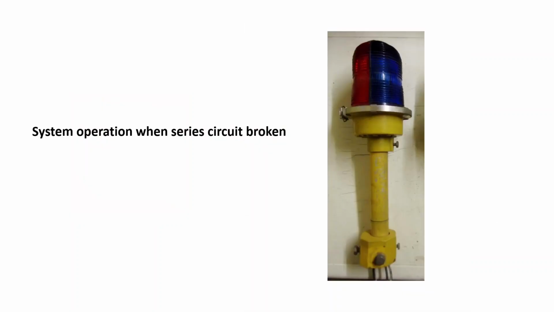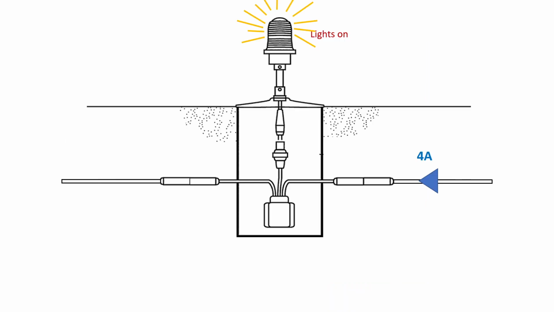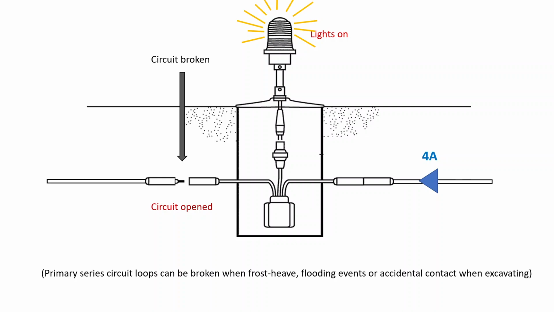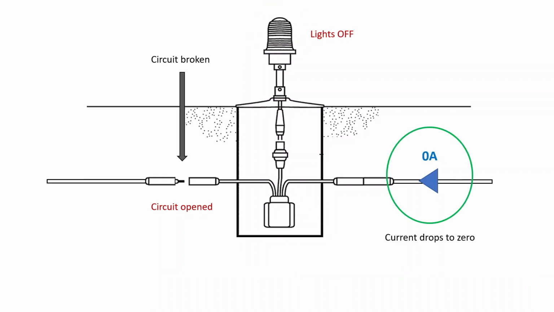Let's take a look at what happens if the system has a series circuit broken wire. So let's say we're operating at 4 amps right now and the lights are all on, but then frost heave or maybe a backhoe operator or someone just inadvertently unplugged that wire and the circuit is opened. Well, the primary series circuit loops can be broken in these events, right? And that would be bad because current would drop to 0, the lights would go off.